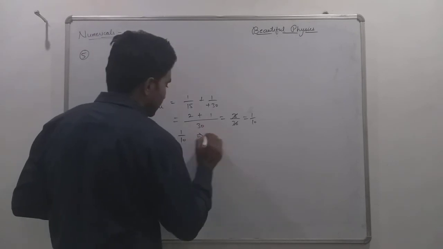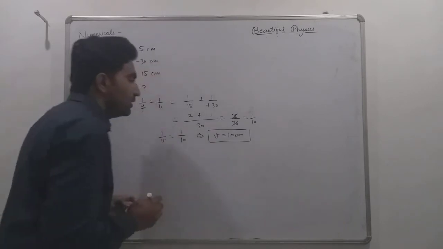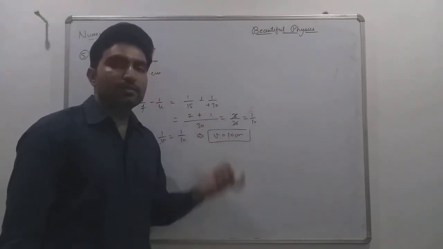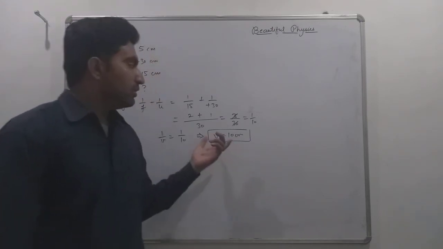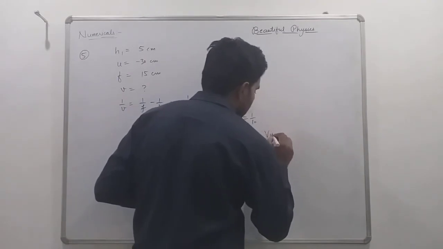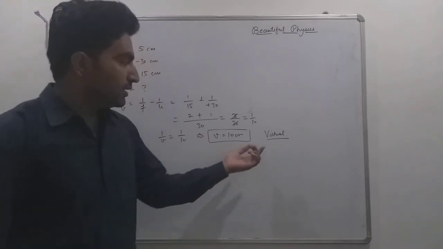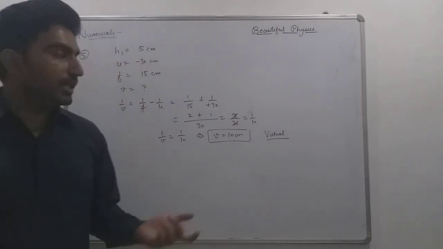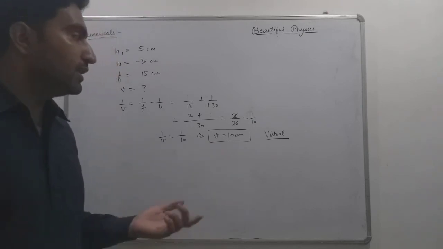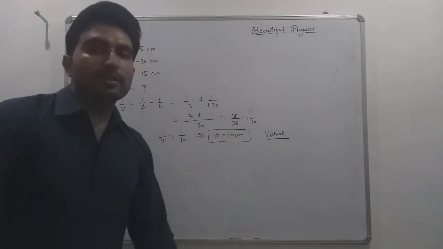So the image formed v will be equal to 10 centimeter, and here we can see the image distance is a positive quantity. So here the image formed is virtual. The question asks what will be the nature of the image. So the nature of the image is virtual, and it is formed at a distance of 10 centimeter behind the mirror.